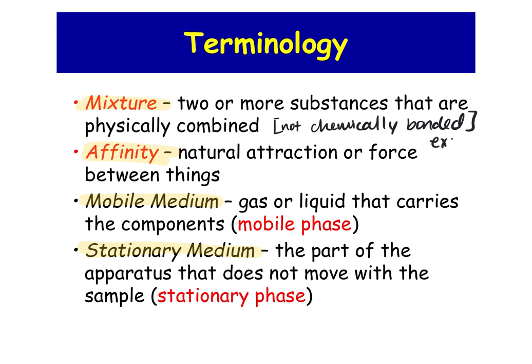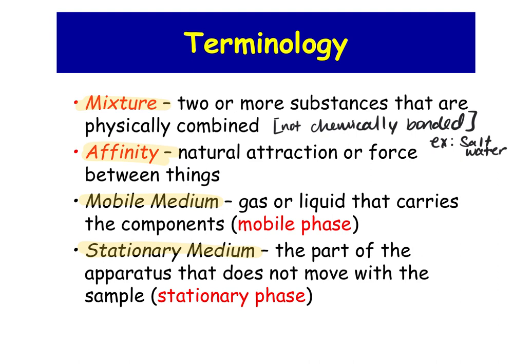An example of this would be salt water, okay? So in salt water, even though everything looks exactly the same, I can't really see where the salt is or where the water is, it's all homogeneously mixed together. It is a mixture, so the salt is not chemically bonded to the actual water molecules. They're just in the same container.